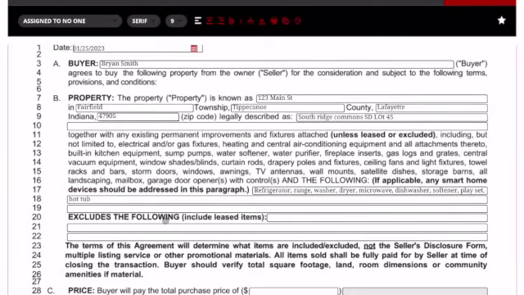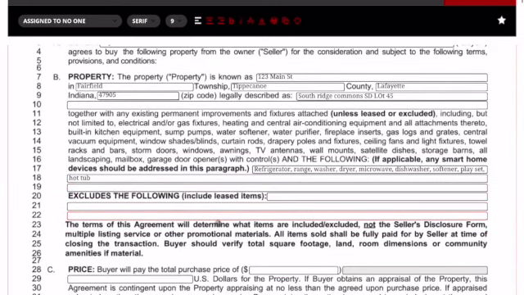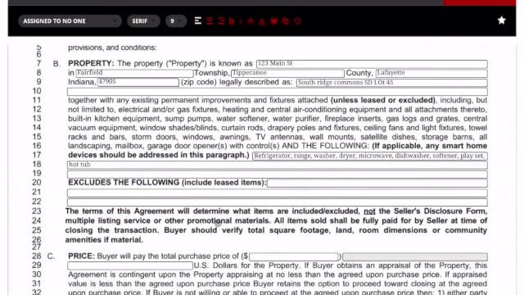Excludes the following. So line 20 would be anything where you feel like your buyer purposely does not want it, or you know that the seller wants to take it. So let's say the seller loves their refrigerator and they're absolutely taking that refrigerator. They're not selling the house with one. It would be safe to put it in there just so your buyer is aware that the refrigerator is not included in the property.